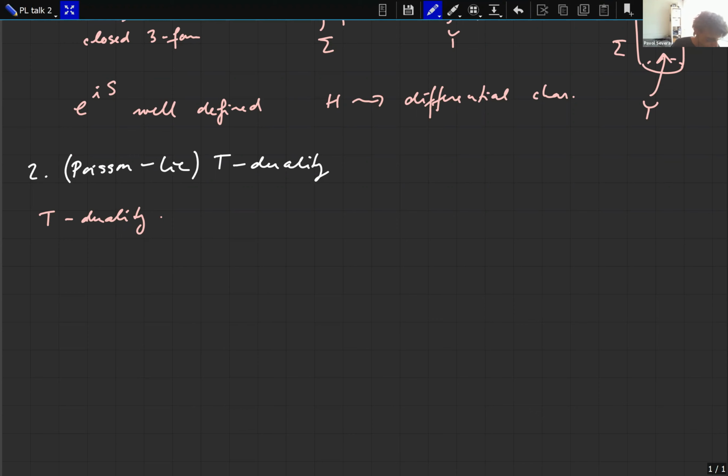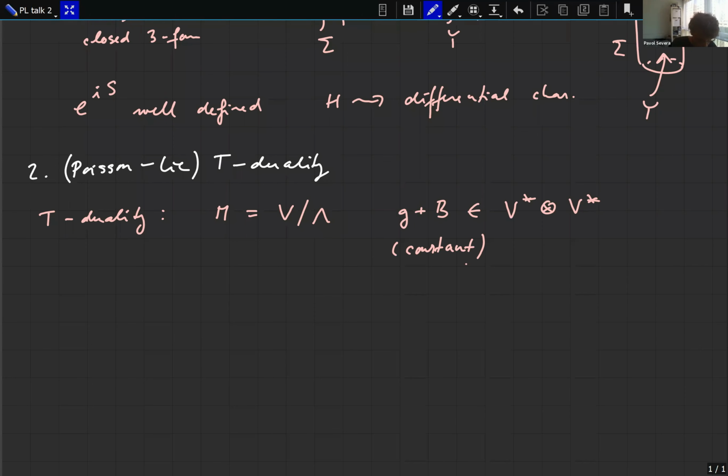So let me start with the simplest example. We would take our M to be a torus. So it is some vector space V modulo a lattice lambda. And G and B are constant. So G and B, if you take the sum, one can view it just as an element of V star tensor V star, constant.